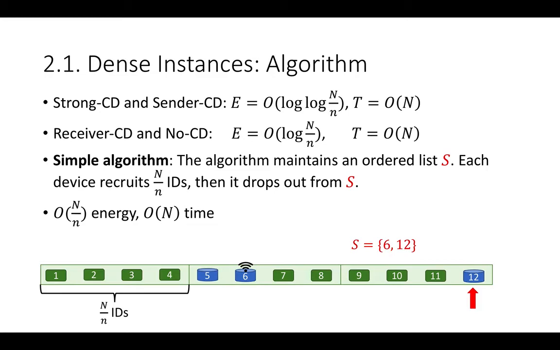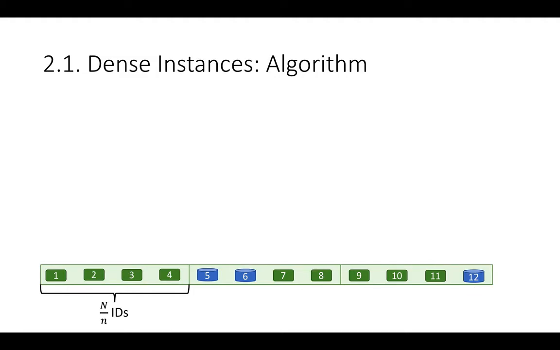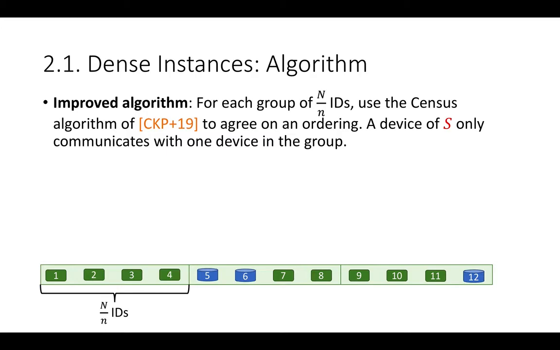The total energy complexity of this algorithm is capital N divided by small n, and the total time complexity of this algorithm is capital N. Okay, next we show how to improve this to log n over n and log n over n.